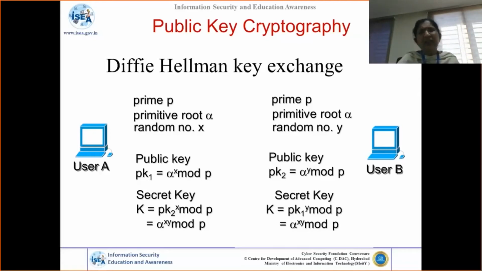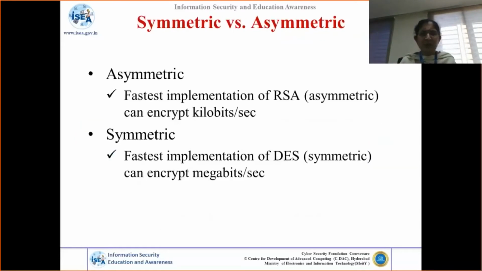So this is Diffie-Hellman key exchange, another popular algorithm which is normally used in various security protocols. The fastest implementation of asymmetric RSA can encrypt only in kilobits per second, whereas the fastest implementation of DES can encrypt megabits per second. What we are trying to highlight in this slide is that symmetric algorithms are faster compared to the asymmetric key algorithms.